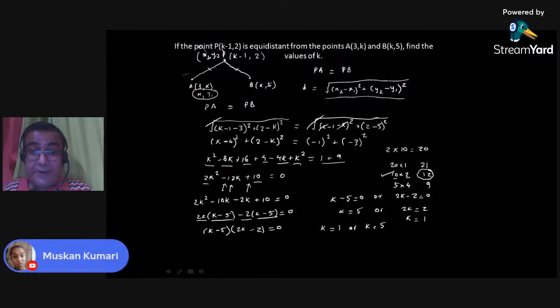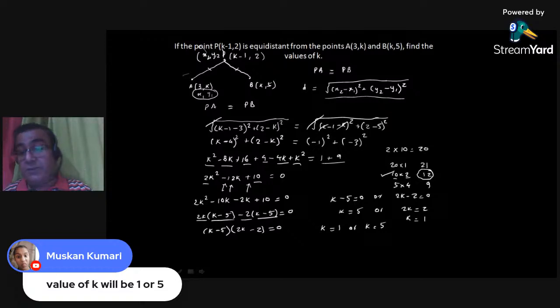And the point goes to Muskan. She was the first one to answer, and value of k will be 1 or 5. And very good, Muskan. You've got 1 point. Let me write it here.